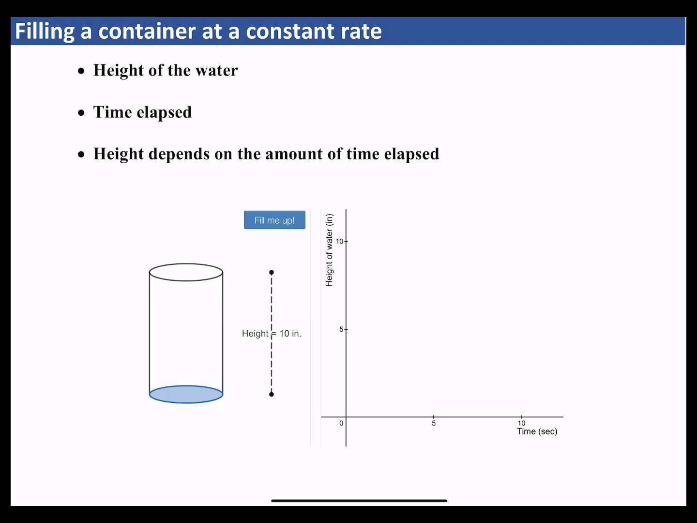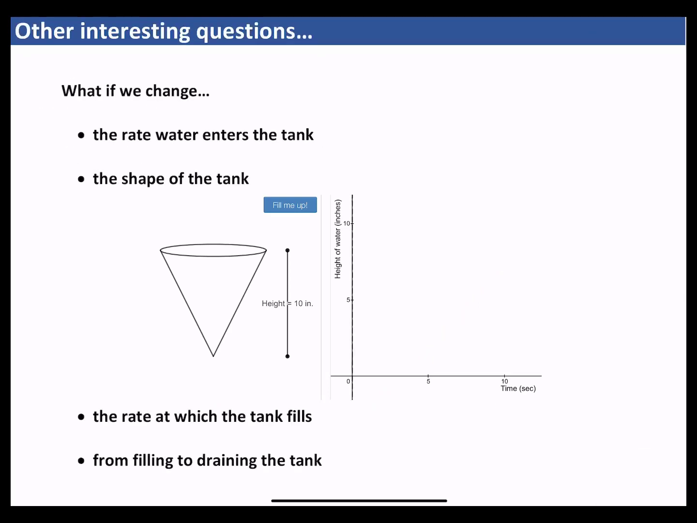For instance, if we take a container and fill it with water at a constant rate, we can study how the height of the water in the tank depends on the amount of water in the tank, or how the height depends on the amount of time elapsed. In the simplest situation, we could fill the tank at a rate of 1 unit of volume per unit of time, such as 1 liter per minute. We can then ask many interesting questions.